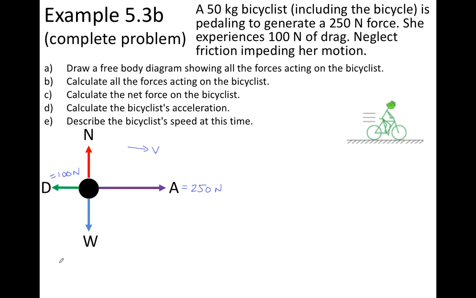So we can start with the weight force. The weight force is going to equal m times g. We're given the mass as 50 kilograms, and we know g has a value of 10. Therefore, the weight force has to have a magnitude of 500 newtons.